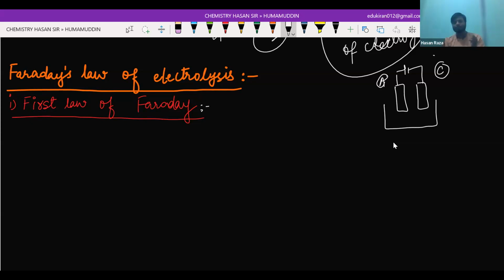So basically, the mass of solid deposited, or the mass of gas evolved at a particular or specific electrode, is directly proportional to the charge passed through this circuit. That means if you have seen sodium deposited at the cathode, the mass of sodium deposited depends upon the charge that you give through this circuit. Or the gas evolved at a particular electrode, the mass of that gas will also depend on the charge that you pass through this circuit. This is what the first law of Faraday says. So basically, mass deposited or mass of gas evolved is directly proportional to the charge passing through the circuit.